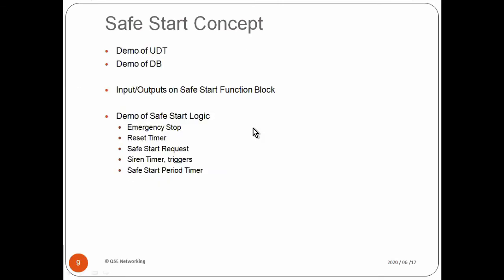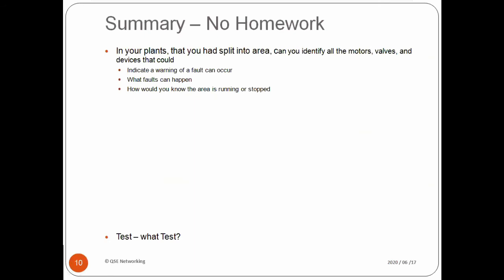And so the homework, oh, there is homework. In your plant that you had split into areas, can you identify all the motors and valves and devices that could indicate a warning or fault that could occur? What faults could happen? And how do you know if the area is running or stopped? How do you know?